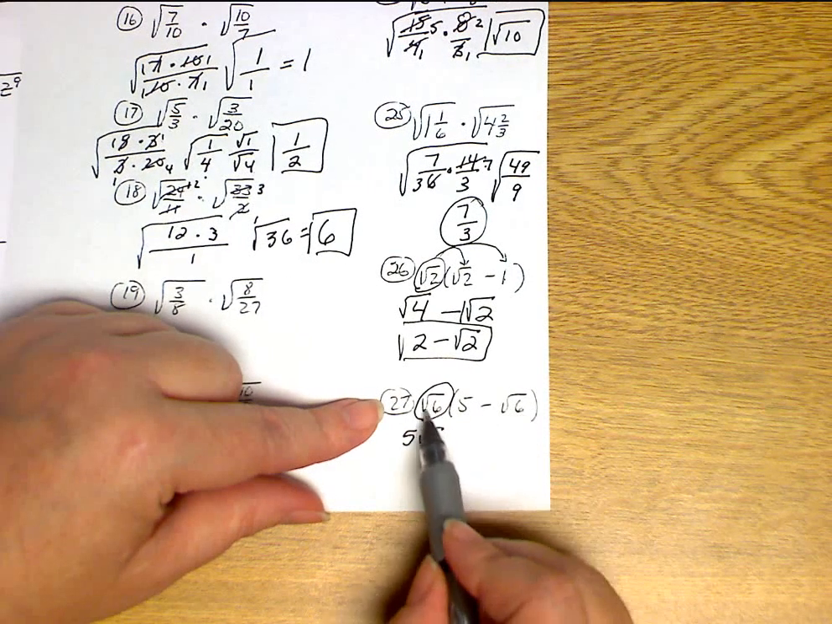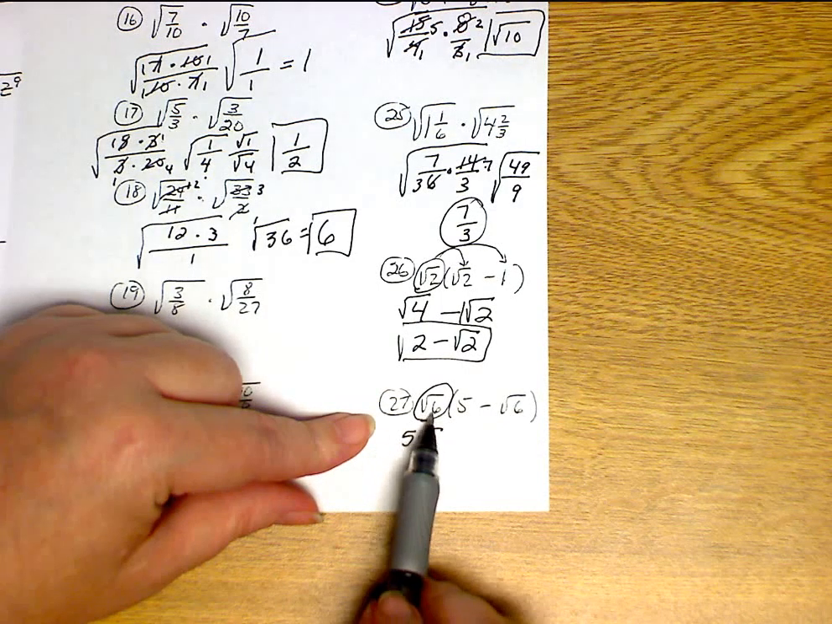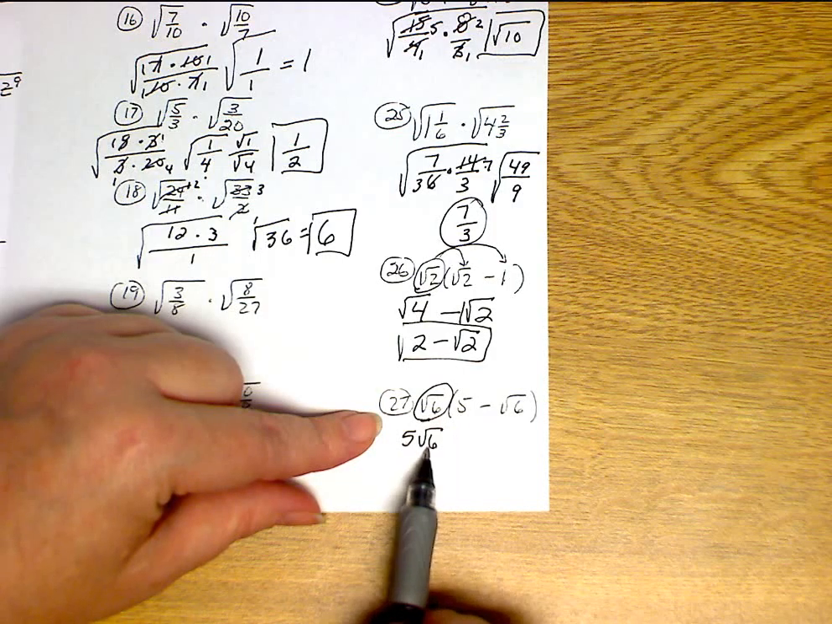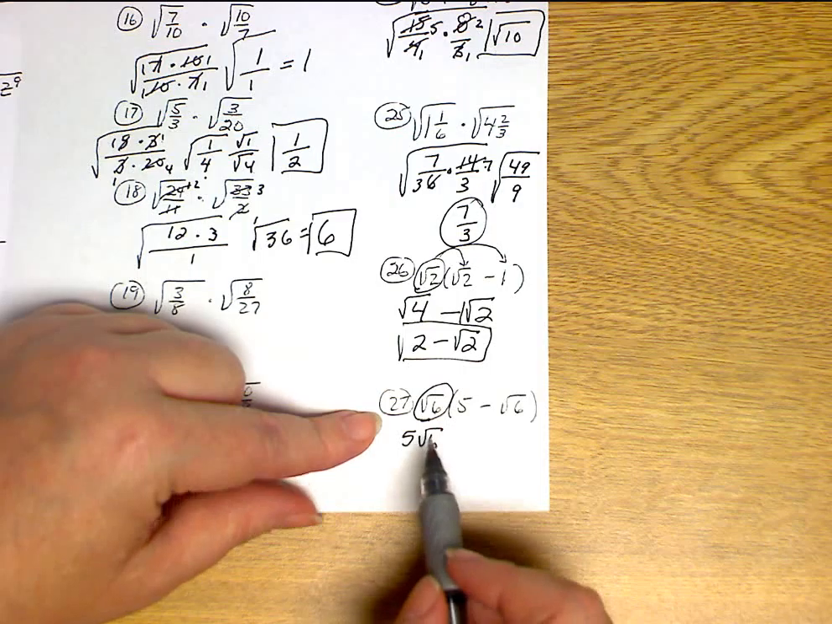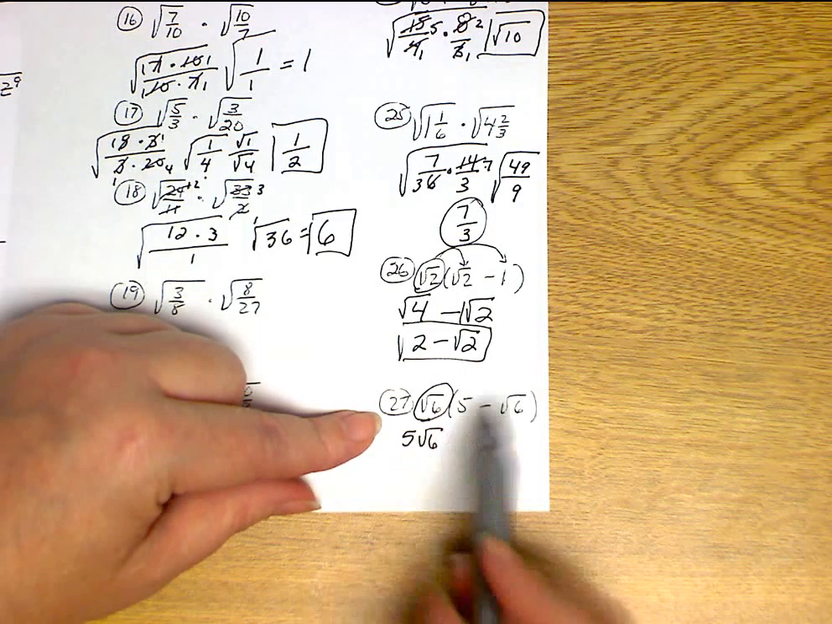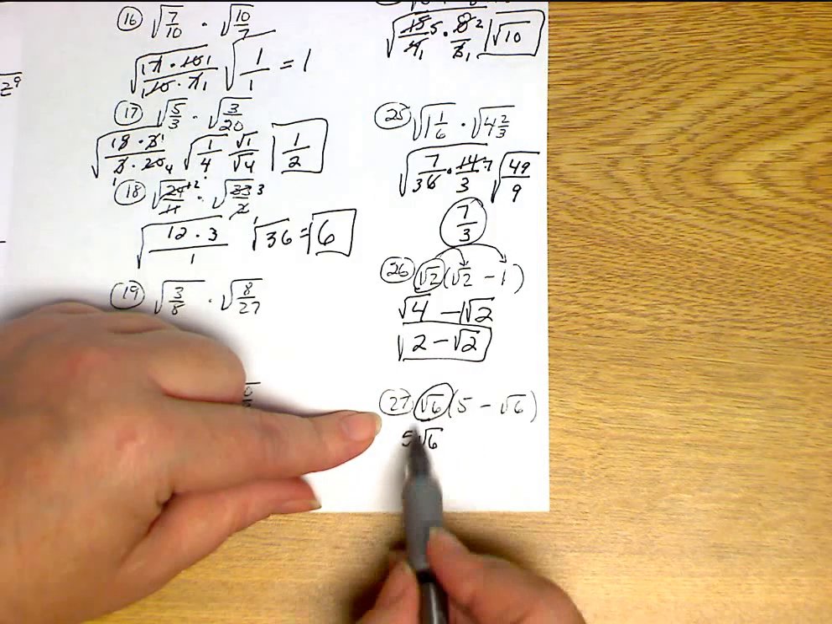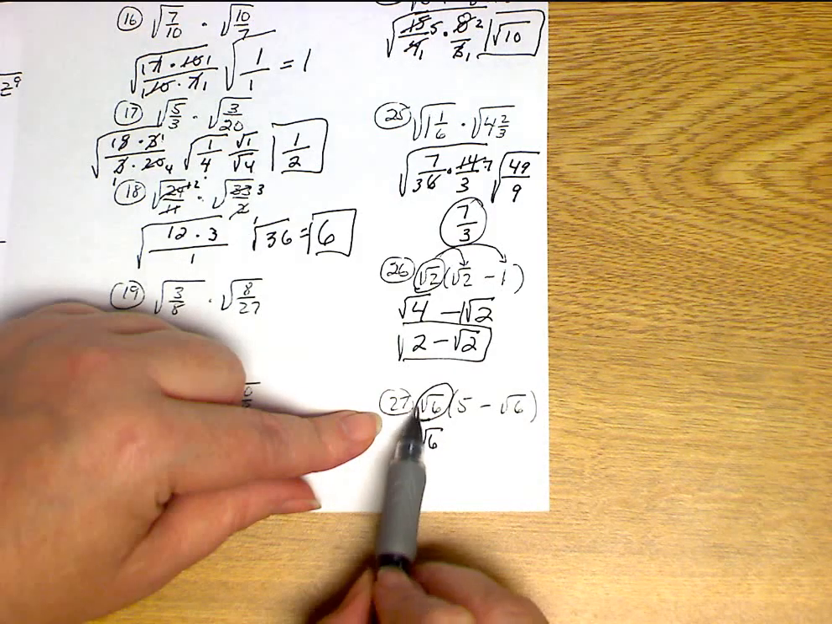Square root of 27 by chance? Yep, I'm doing it right now. So square root of 6 times 5 is 5 square roots of 6. So we have 5 square roots of 6. Do you see why that is? Yep. Okay. Right, well, because there's a 1 in front, so 5 times 1 is 5.